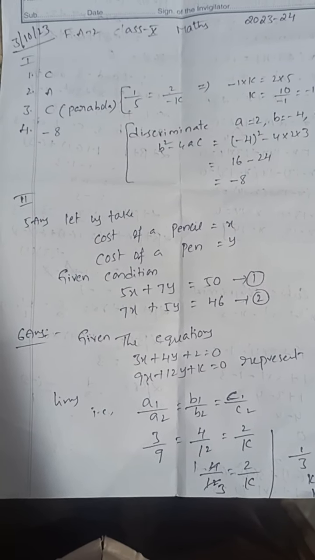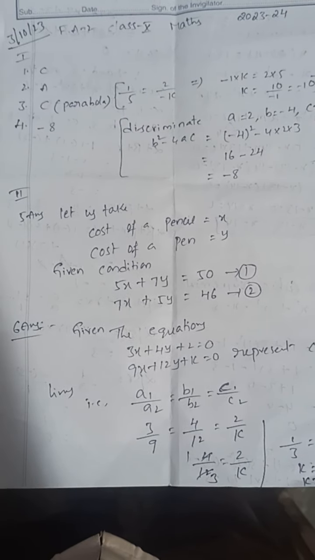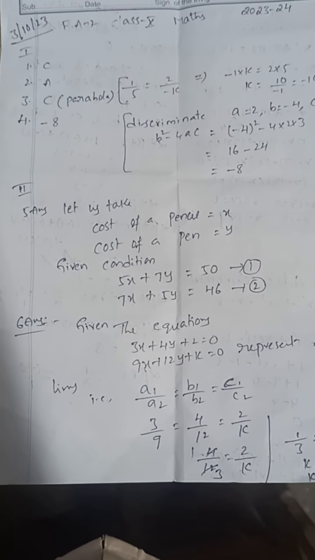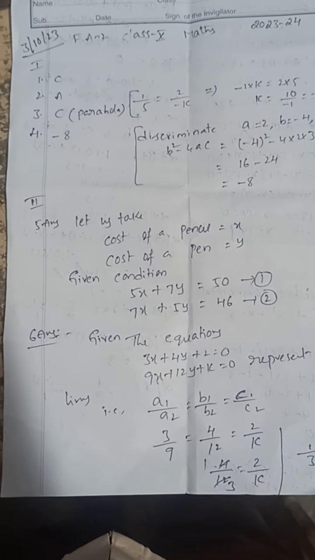The discriminant formula is b square minus 4ac. So a is equal to 2, b is equal to minus 4, c is equal to 3. The equation is 2x square minus 4x plus 3. Here we can substitute all the values, and we get -8.